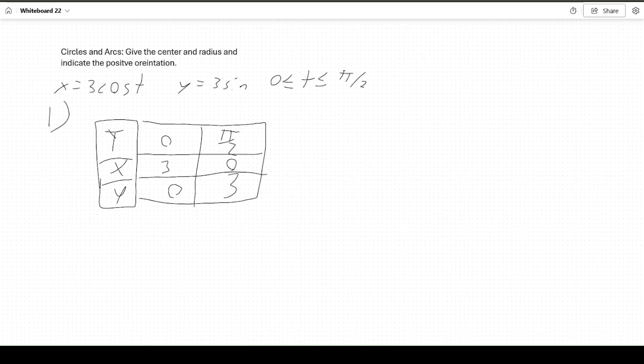As you can see here, I already did it, and you have to do 0 and pi over 2 because that's just how I do it, a simpler way. You can do pi over 6, pi over 4, but for this situation, we can just do the quick method. So then our next step, it says give the center and radius, right?